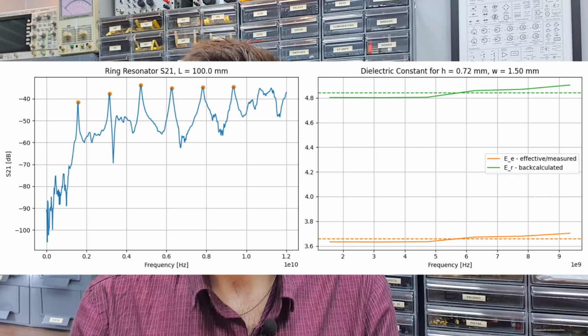Now we need to get the resonant frequencies and back calculate the dielectric constant of the PCB. What I did was export the CSV trace from the VNA, and I created a Python script that automatically finds the peaks and makes the calculation. You can see that in the article.